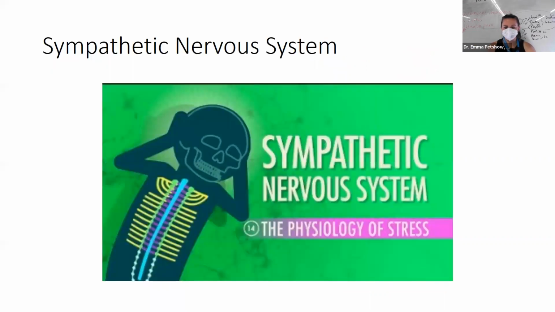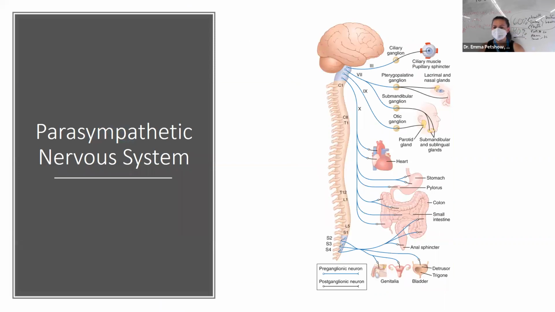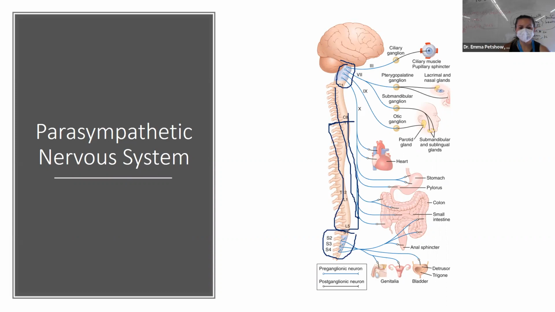Again, another video. We're going to pass through it, and we're going to move directly into parasympathetics. The parasympathetic nervous system, we remember it because it comes from our cranial nerve roots and our sacral nerve roots. Cranial and sacral. It's going to skip the whole thoracolumbar, thoracolumbar being sympathetic.